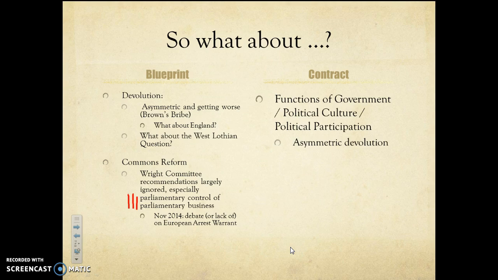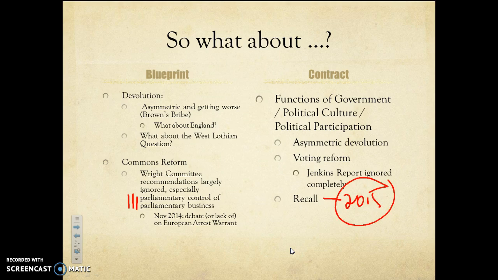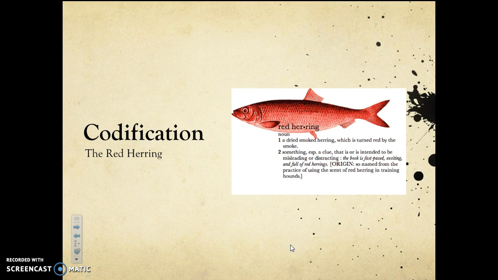In terms of voting reform, the Jenkins report was ignored completely. The Jenkins report called for a wholesale change to our electoral system, and recall. The version of recall that was passed in 2015 was a poor imitation of what we really wanted. It did nothing to redress the profound imbalance of power between the party and the constituent.